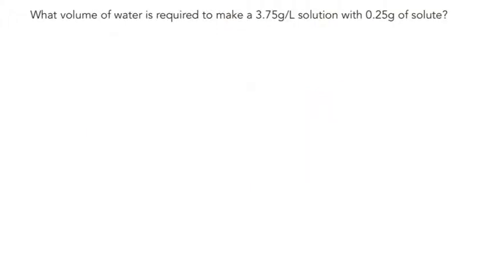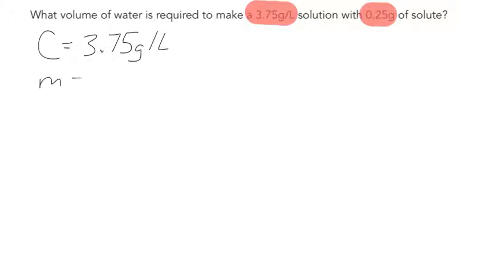Okay, so what volume of water is required to make a 3.75 gram per liter solution with 0.25 grams of solute? So same steps we're going to do. C is equal to, in this case, 3.75 grams per liter. M is equal to 0.25 grams, and V is our unknown. So we'll start again with the equation. C is equal to M divided by V.